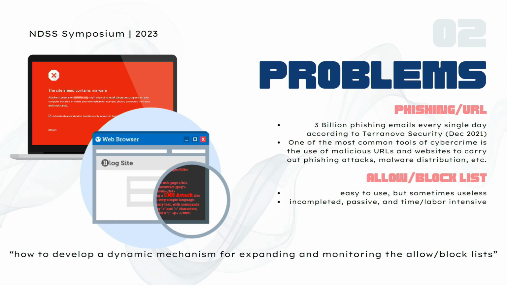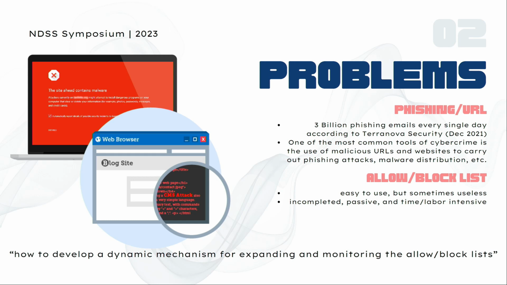The background is we are facing cybercrimes maybe every day. For example, we have 3 billion phishing emails every single day. And one of the most common tools of cybercrimes is the use of malicious URLs and websites to carry out malicious activities, right?